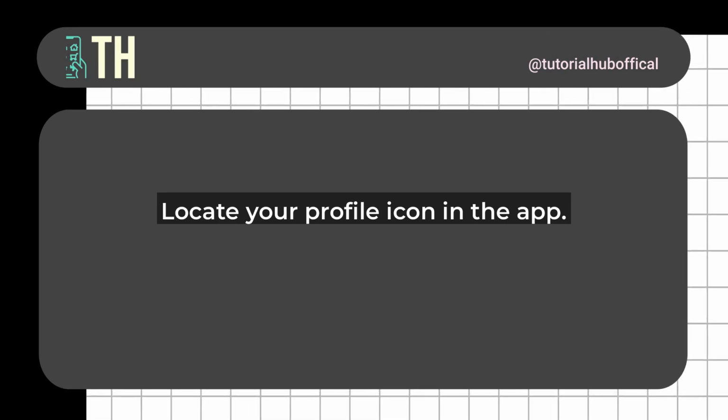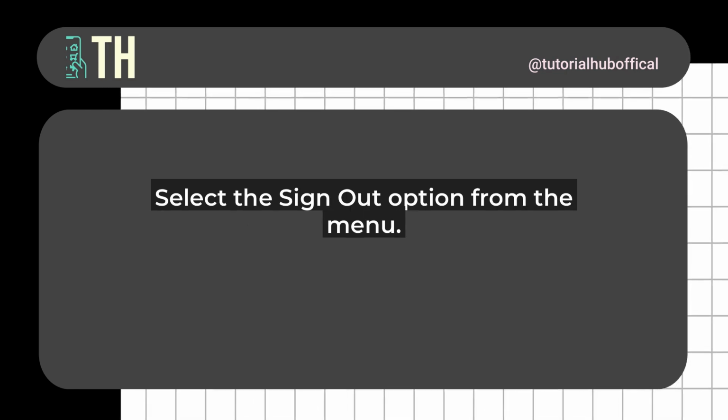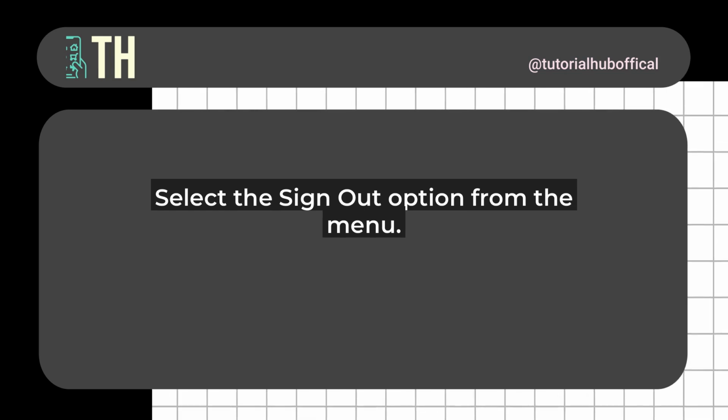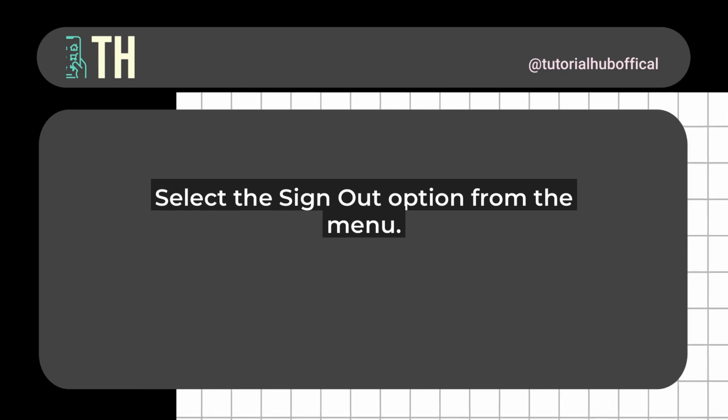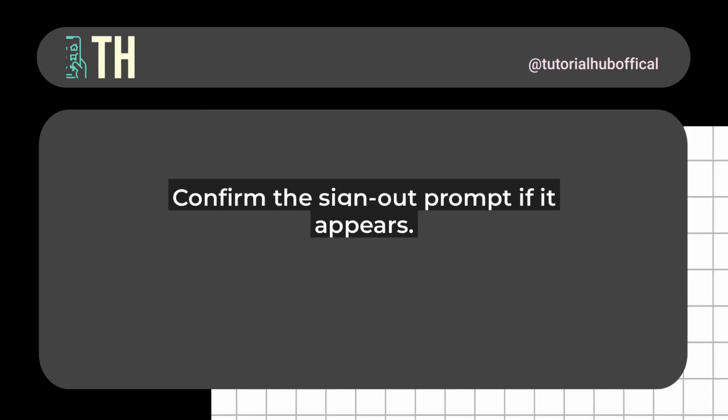Once the Ubisoft Connect app is launched, look for your profile icon, usually in the top right corner of the screen. Select it to open your account options. In the menu that appears, scroll down until you find the Sign Out or Log Out button. Go ahead and select that.